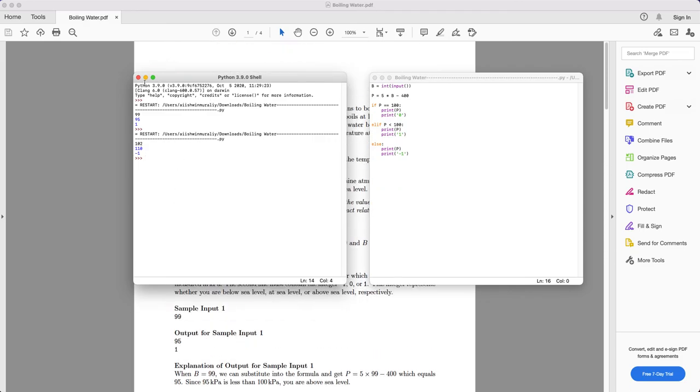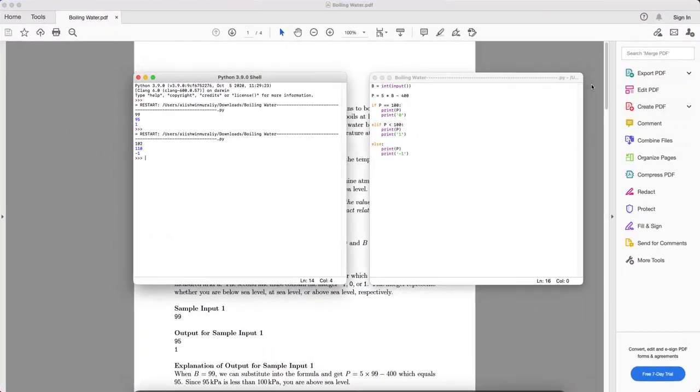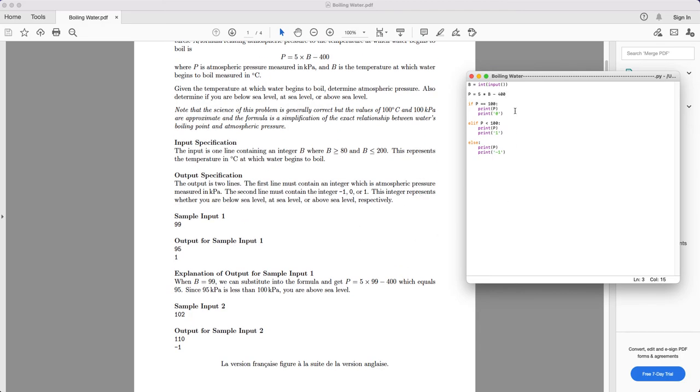So that is problem J1, Boiling Water. Just to quickly recap our code: we're taking the input of b, and then calculating the atmospheric pressure based off b by substituting into the formula. If P is equal to 100 kPa, then we are at sea level. If the atmospheric pressure is less than 100 kPa, then we are above sea level. Else, by process of elimination, we just print P and then print -1, meaning that we are below sea level.